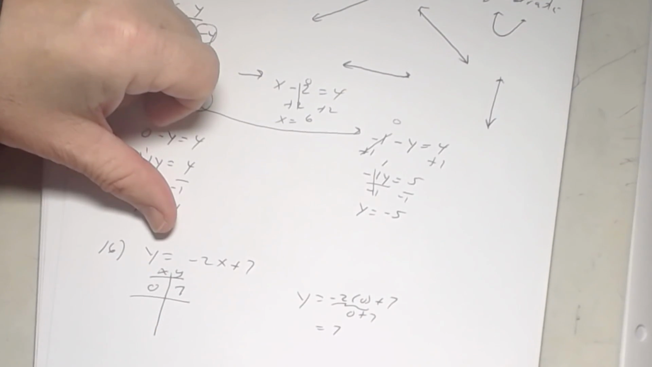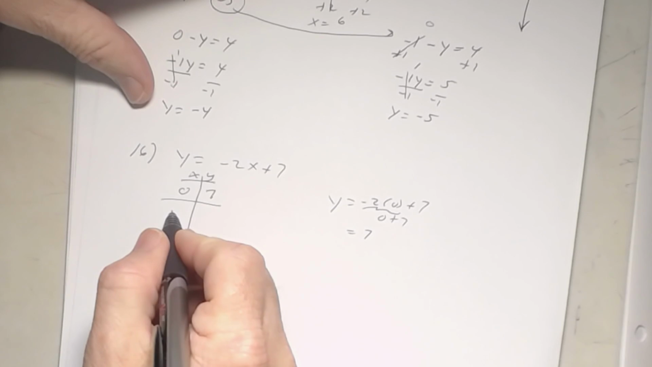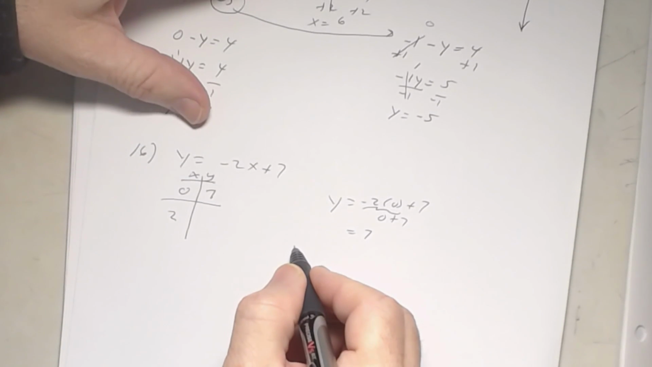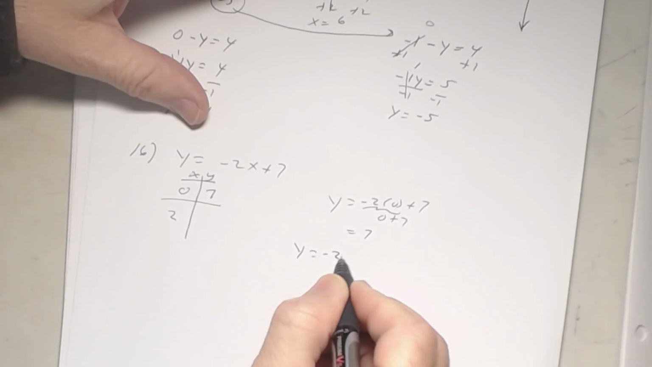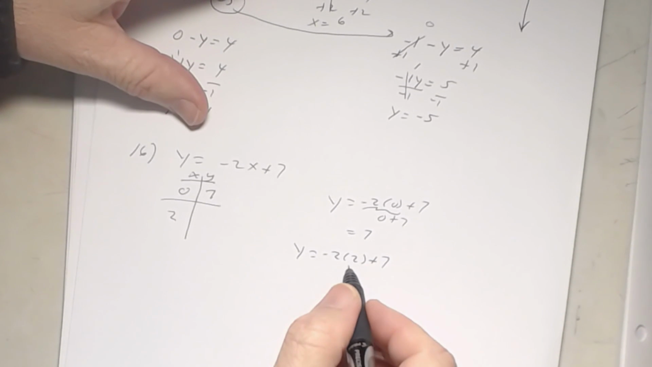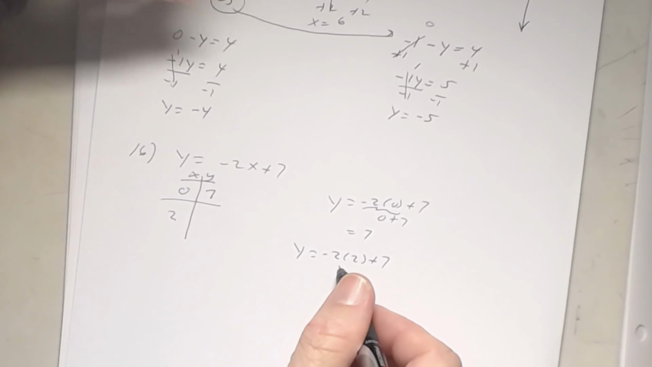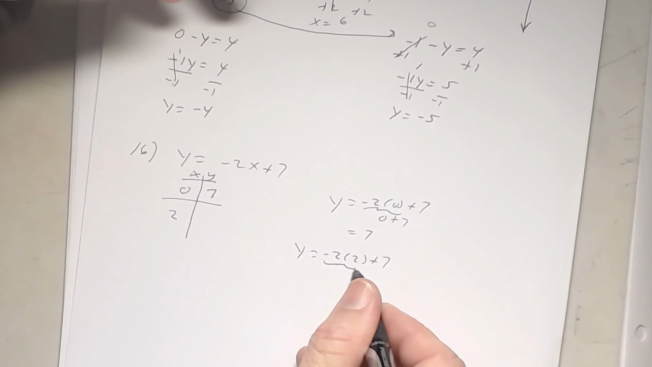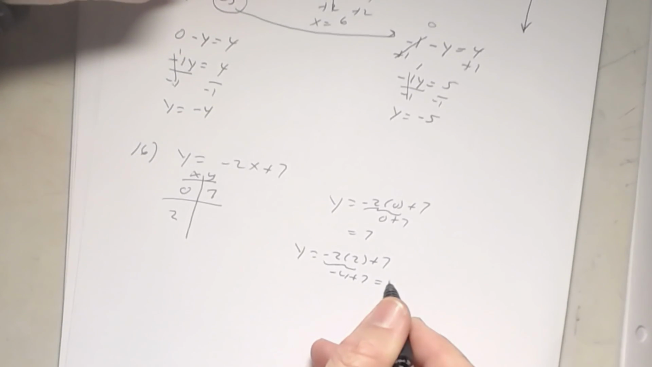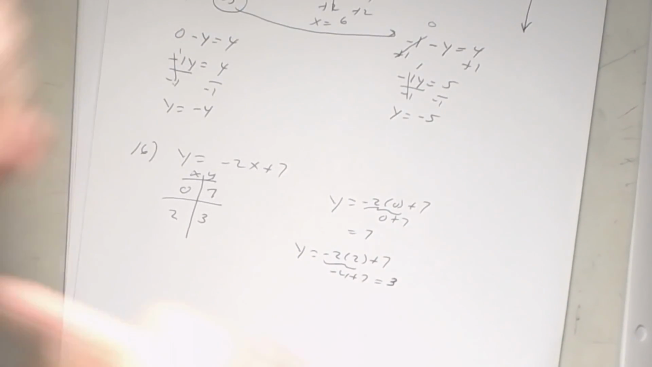All right. Now give me a positive integer. 2. All right. So I get y equals -2 times 2 plus 7, correct? So when we see the variable x, what do you substitute? 2. What's -2 times 2? And what's -4 plus 7? 3. So then I'm going to plot the point 2, 3.